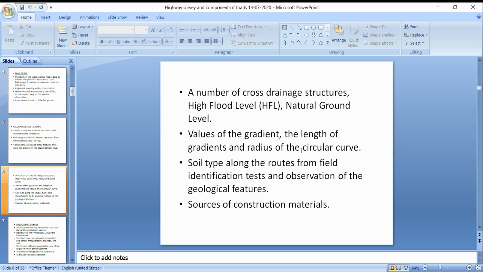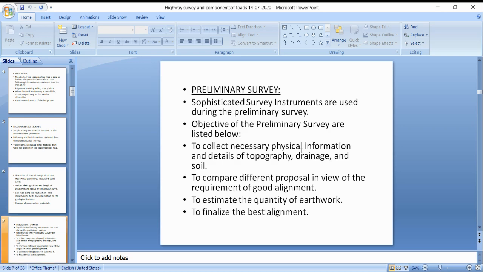Next comes the sources of construction materials. Here we have to see the sources of the materials also. The road will go for a longer distance, so whether the materials are available or not, we have to see that also. Very important.